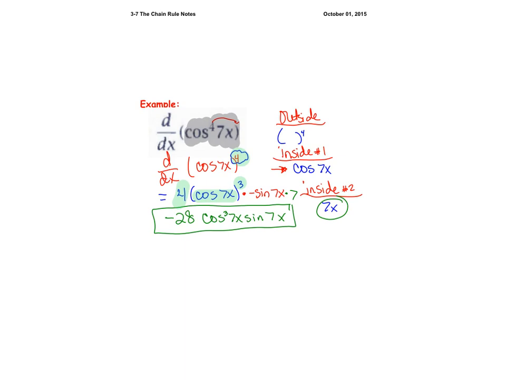Now that's going to be a little bit complicated, so let's just use blue now. The derivative of the outside function, which is cosine, is negative sine, but we're going to keep the inside the same. Then we're going to multiply by the derivative of the inside of that function, which would be 7. So that's why we have 7 right here. You multiply all of these together, we end up getting this right here. So this will be a chain rule within a chain rule.